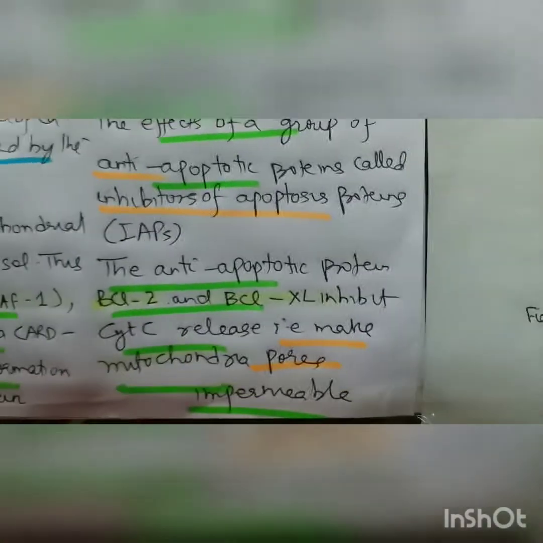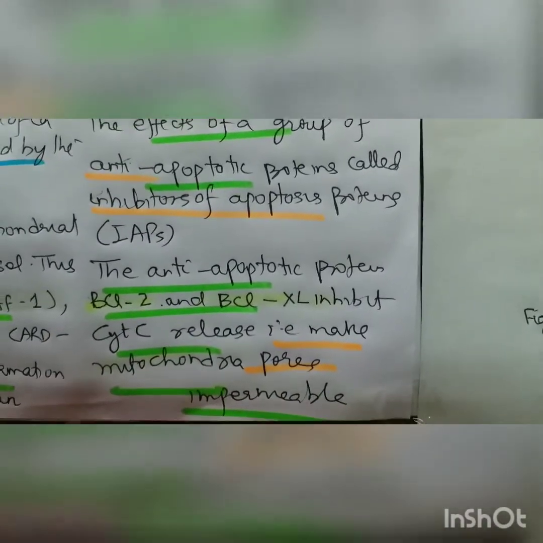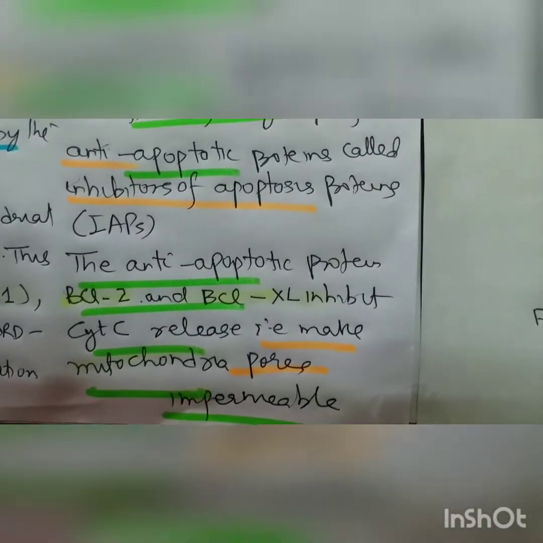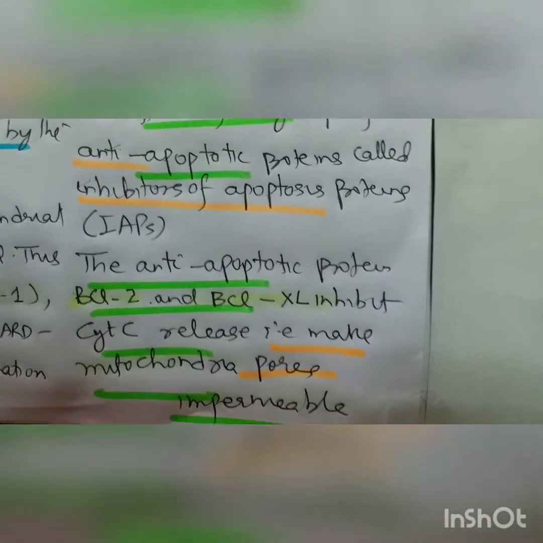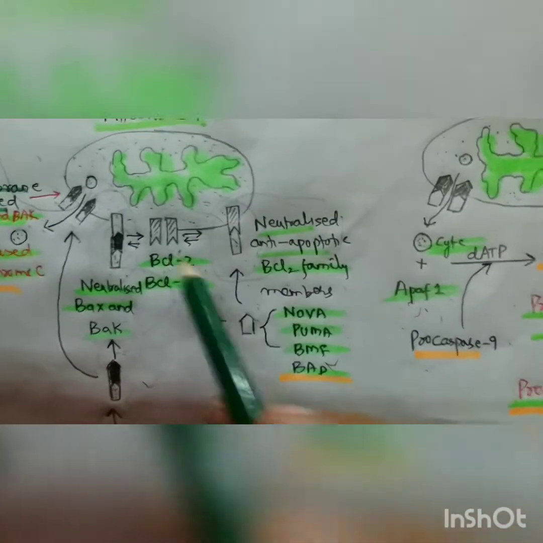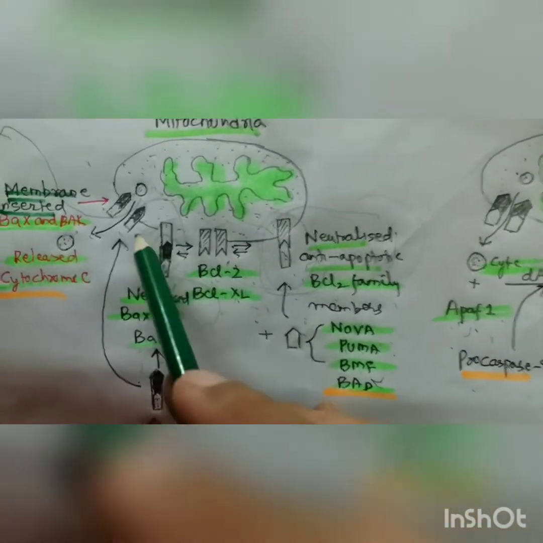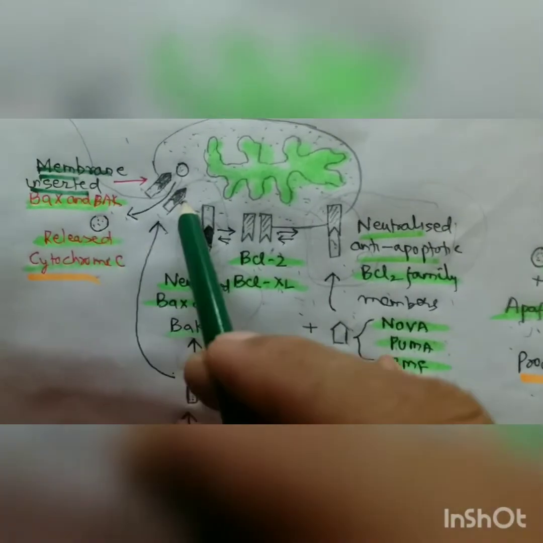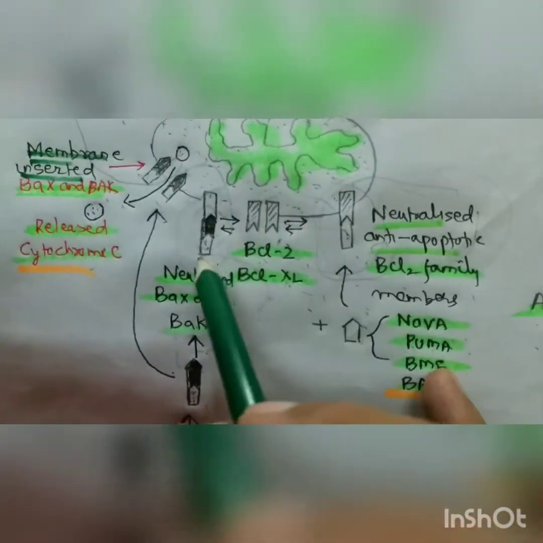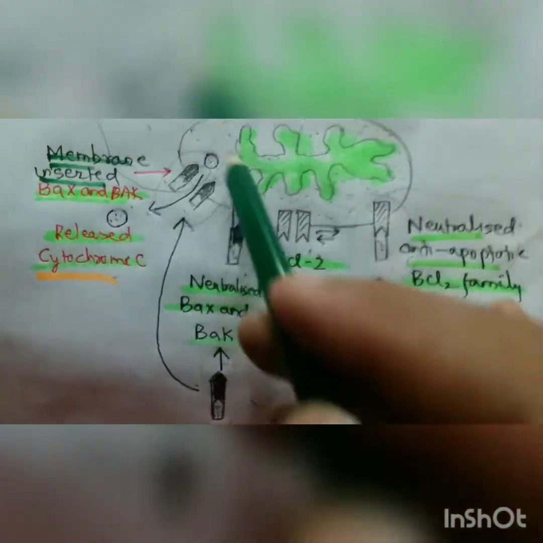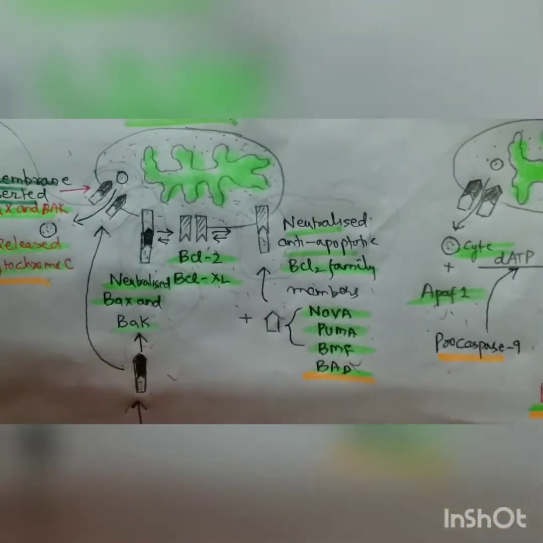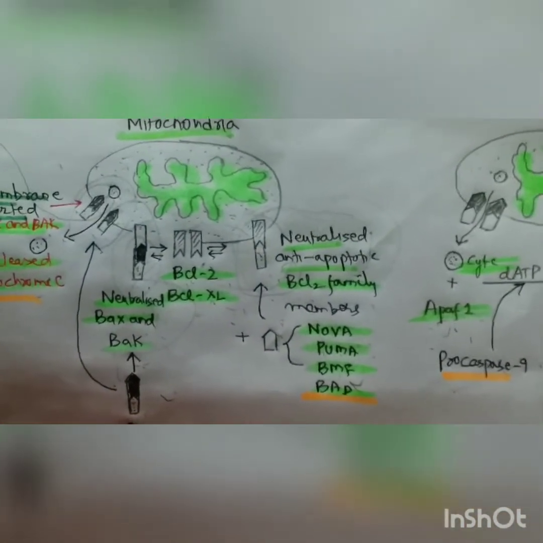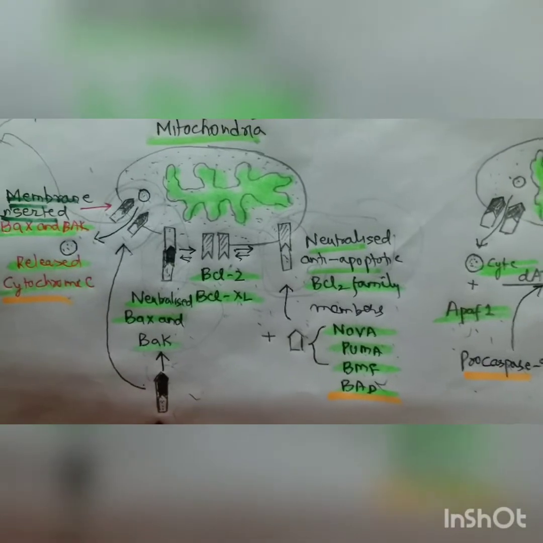The anti-apoptotic proteins BCL2 and BCL-XL inhibit cytochrome C release and make mitochondrial pores impermeable. If BH3 is not available, this will prevent the release of cytochrome C. If pores are even made by BAX, BCL2 first catches hold of BAX, otherwise it will again make mitochondrial pores impermeable for release of cytochrome C.